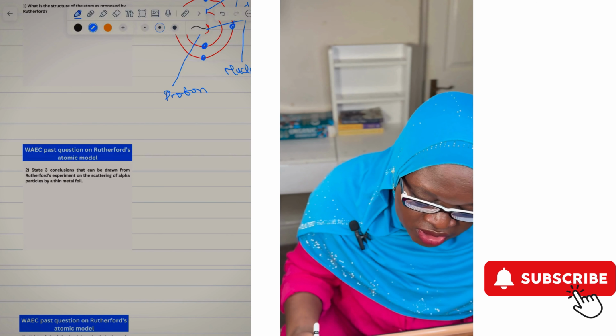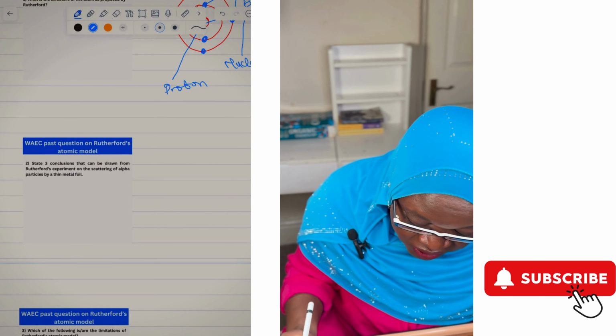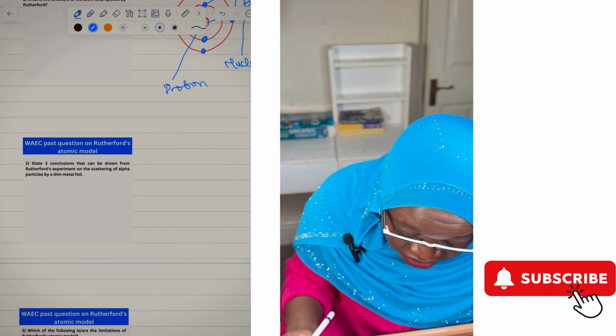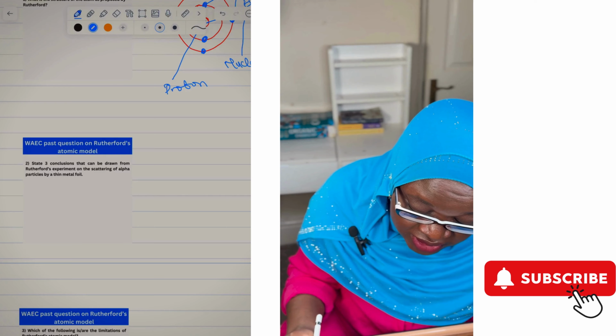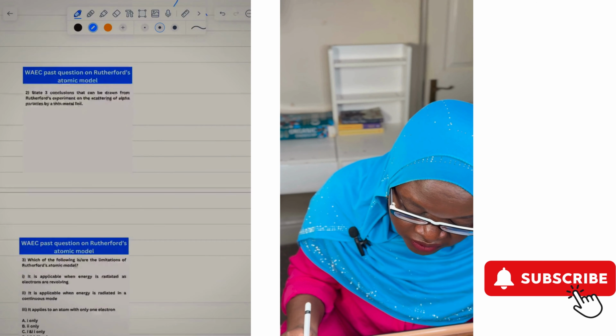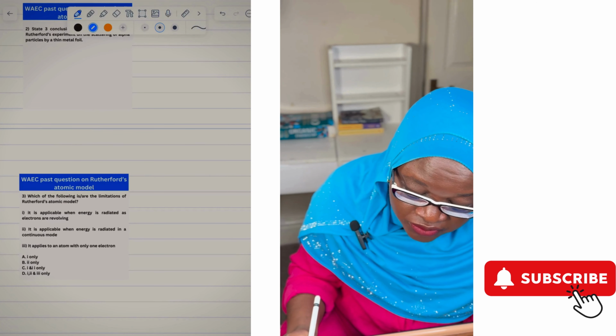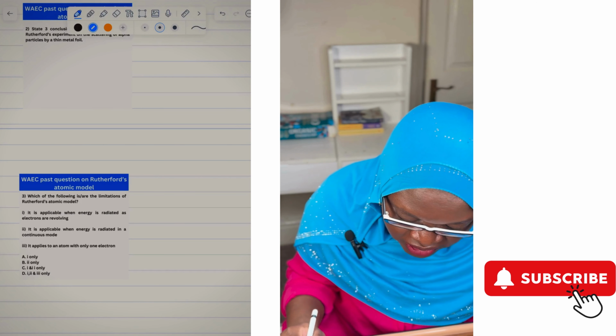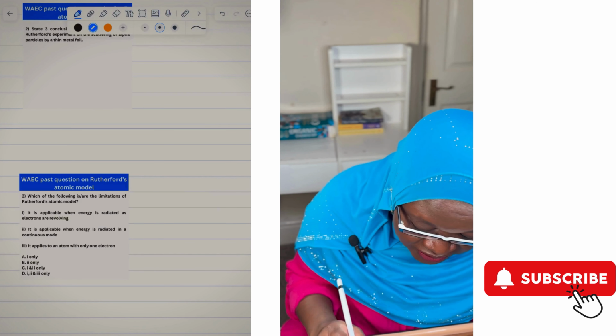Question 3. Which of the following is or are the limitations of the Rutherford model? Each of the atomic models that we know has one limitation or the other, and Rutherford is no exception. So what are the statements that we have?